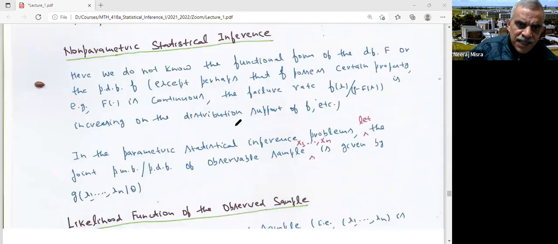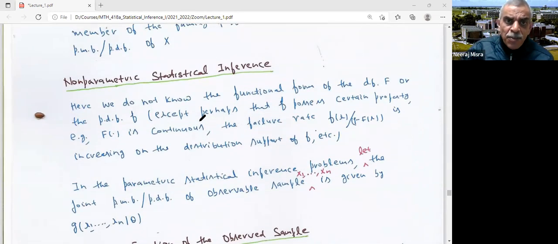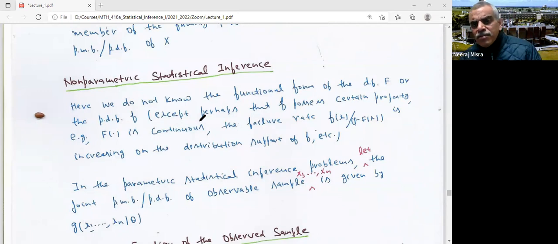Then we have a non-parametric statistical inference problem. In a non-parametric statistical inference problem, the functional form of the density may not be known. What may be known at best is that possibly your distribution is continuous or discrete. Apart from that, you may not have much information. At least the functional form will not be known.